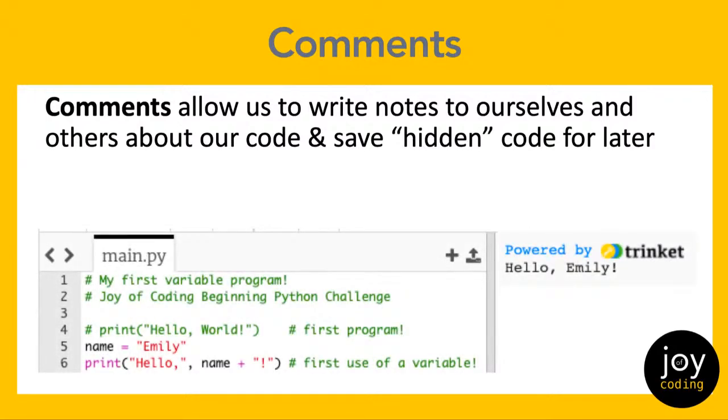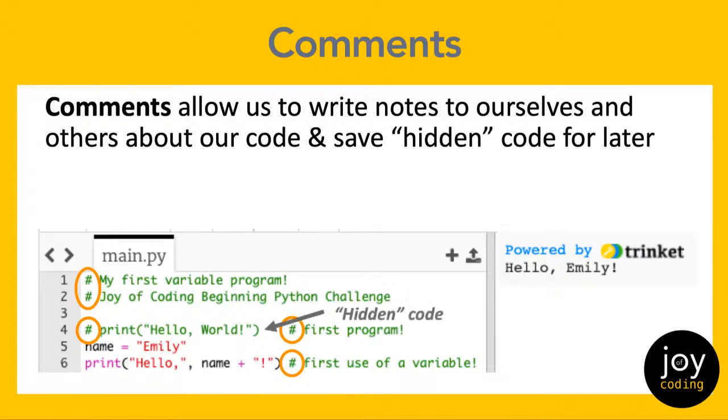So here we have an example program where I'm using a variable and I have lots of comments. Notice that the comments use a hashtag symbol and they've suddenly become green. The code isn't the same color as it was before. And there's a couple different ways that we can use comments.